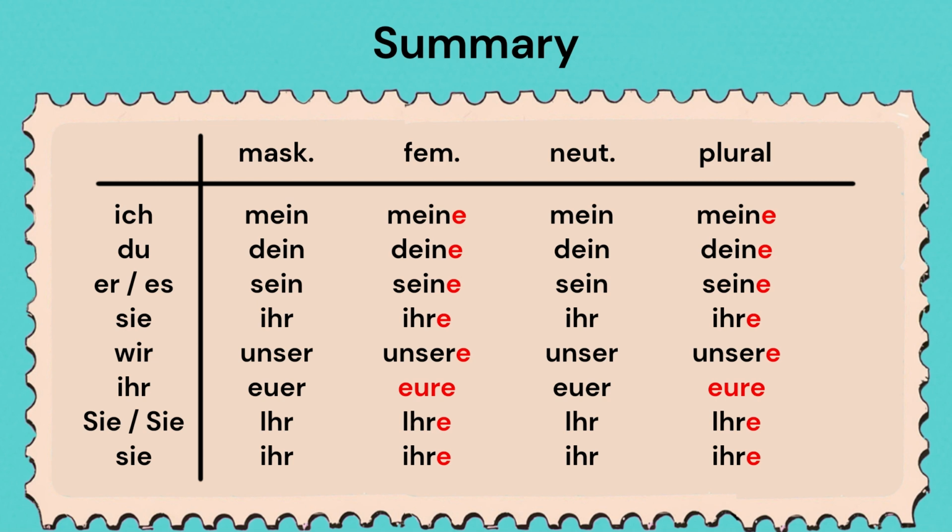Secondly, you have to look at the article of the object with which you're going to place this possessive article. If the article is der or das, then you would simply use, for example, mein or dein, sein, unser. But if the article is die in the case of feminine or plural, then you would use meine, deine, seine, unsere, etc.